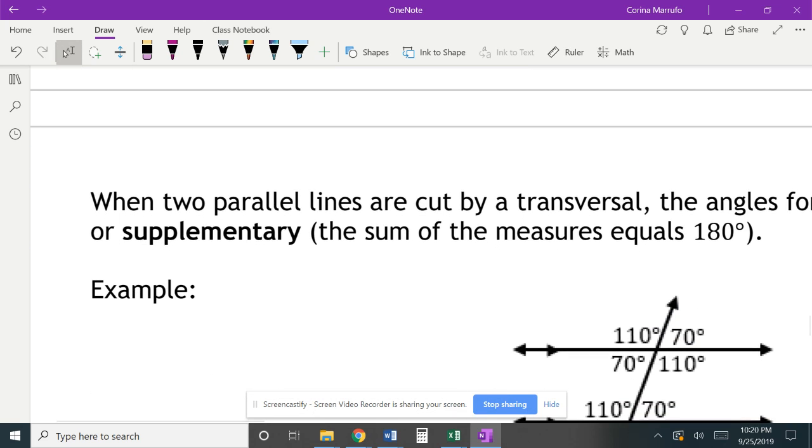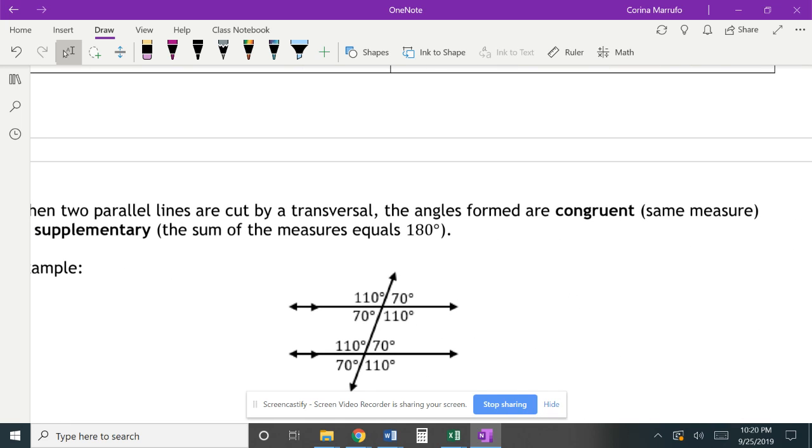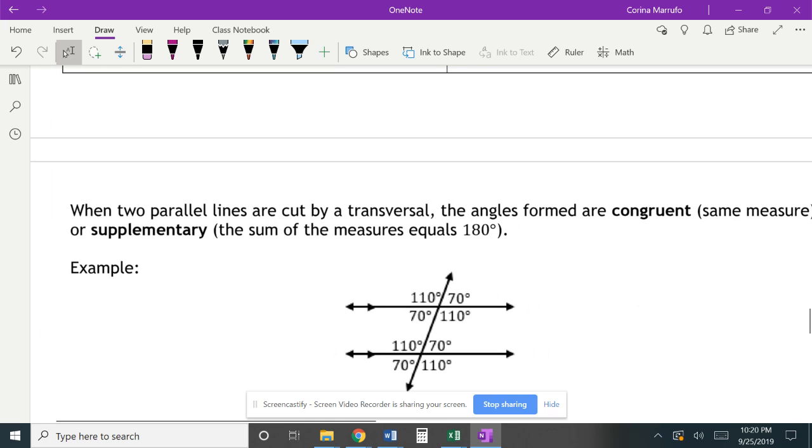Now, when two parallel lines are cut by a transversal, the angles formed are congruent, the same measure, or supplementary. So you only have two options. And these are your only two options. Either they're congruent or they're supplementary. So are they the same or supplementary? Those are the two things you need to ask for.